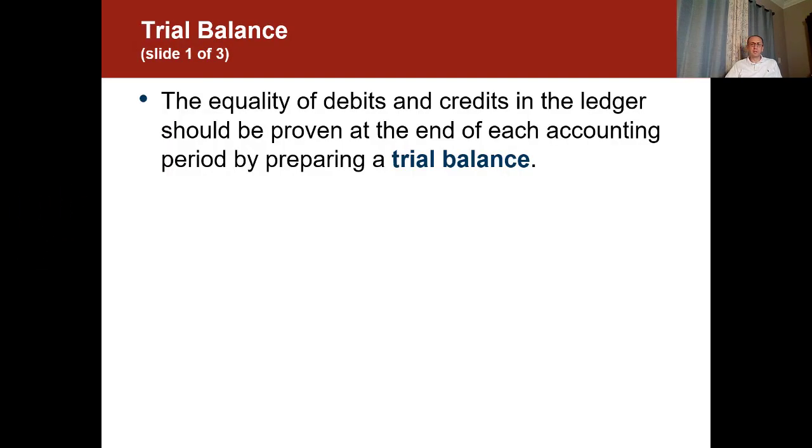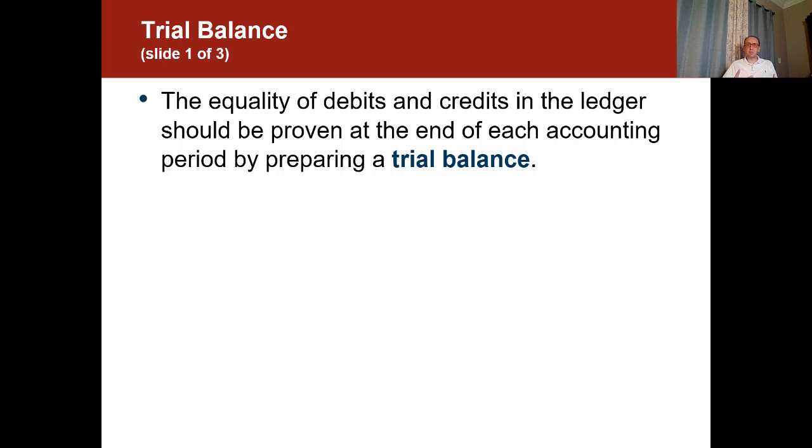Hello everyone. In this part we're going to finalize chapter 2, and the last part of this chapter covers something called the trial balance. The trial balance, from its name, is a statement that lists all the accounts in the ledger with their debit and credit balances. And they have to match. If they don't match, then there is an error.